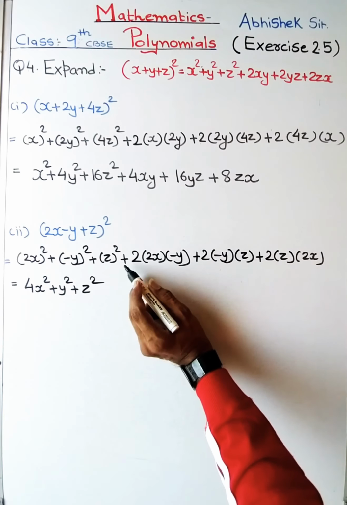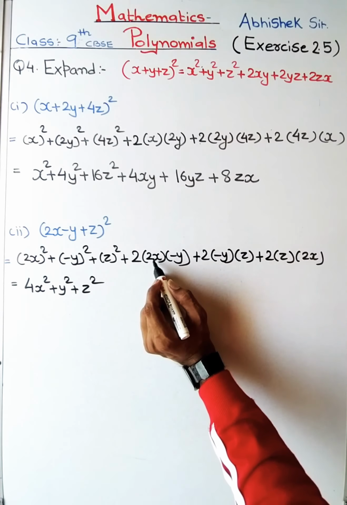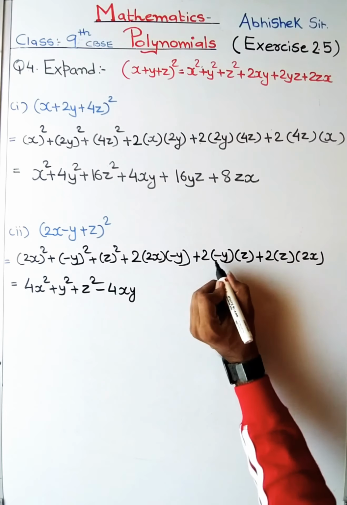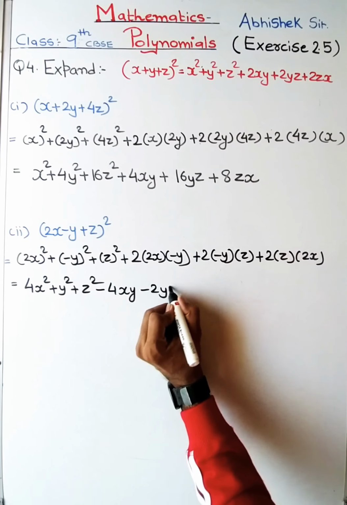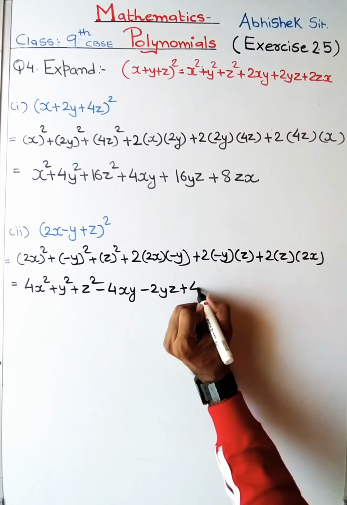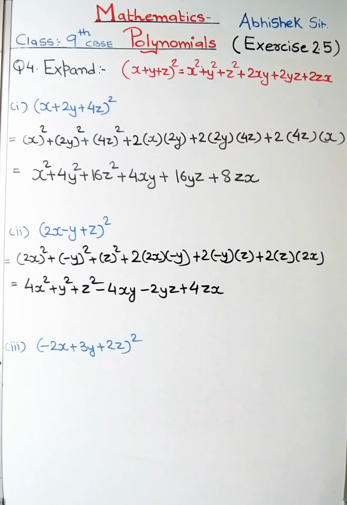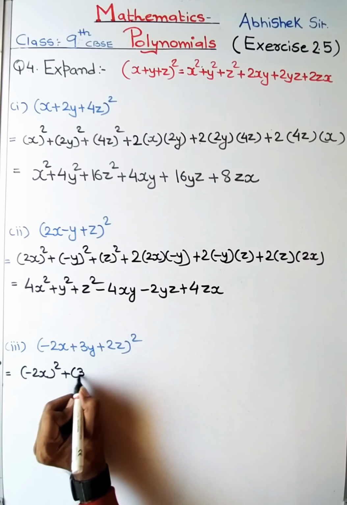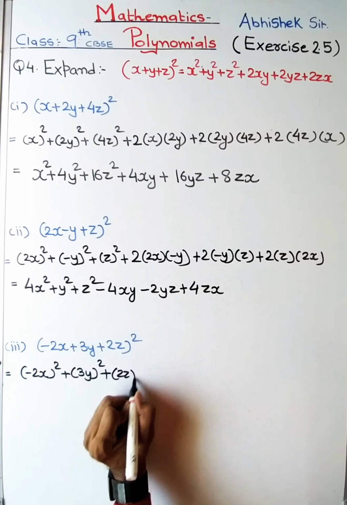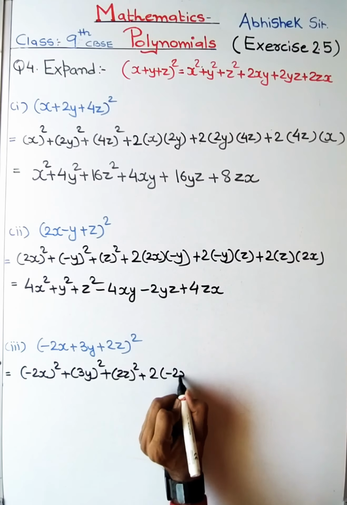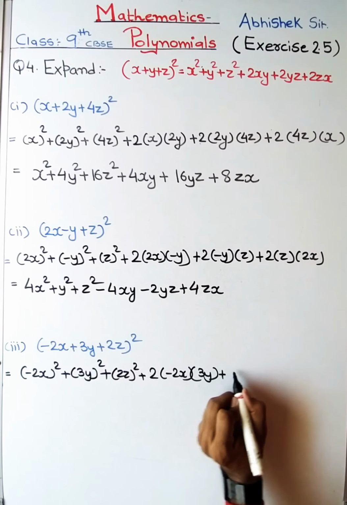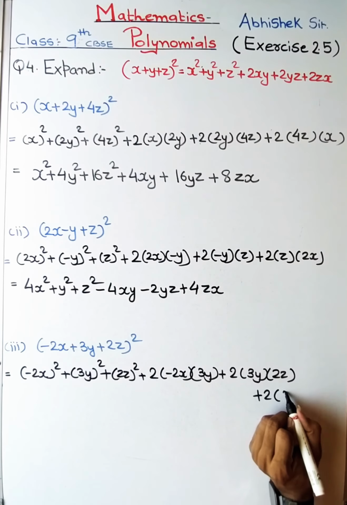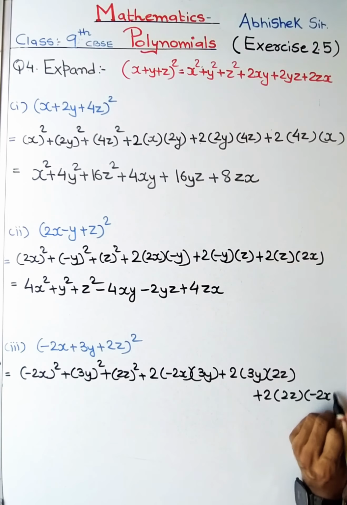Now here take care about the sign. 2 into 2, 4 into x into y, so it is minus 4xy. Over here minus 2yz, and over here 2 2s are 4zx. Now solving the third question again by the same method, minus 2x whole square plus 3y whole square plus 2z whole square plus 2 into the first two terms plus 2 into the next two terms, and plus 2 into the third and the first term.